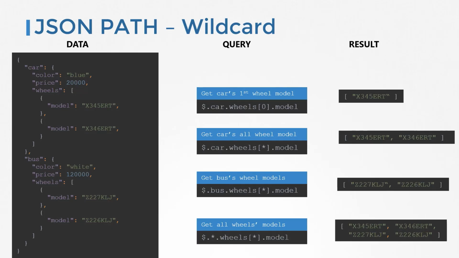We first tried to find the model of the wheels of the car, then the bus, and then we were able to put them together by using the wildcard. Well, that's it for now. Head over to the practice test and practice working with wildcards.